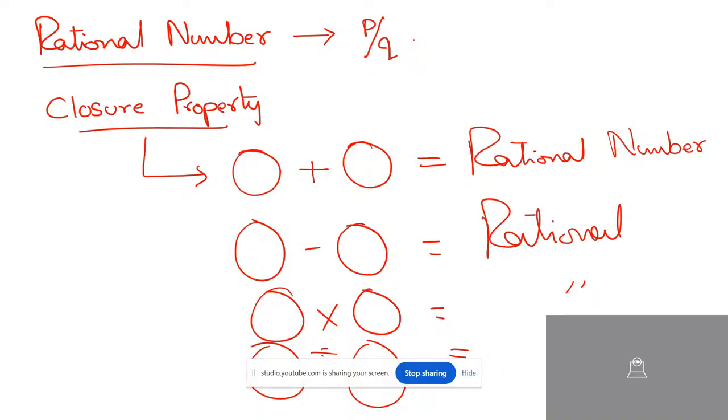Rational numbers are closed under addition and closed under subtraction, but they are not closed under division. So they are not closed under division. Understood or not? And they are closed under multiplication.